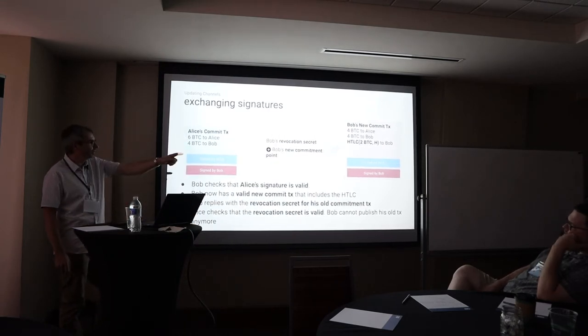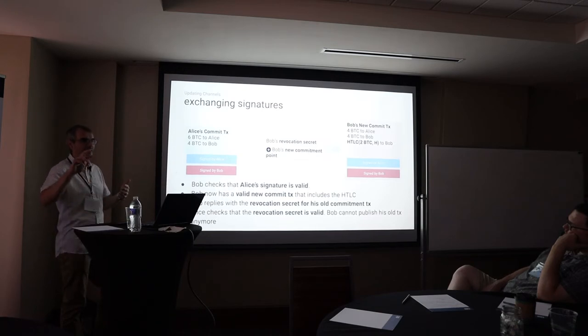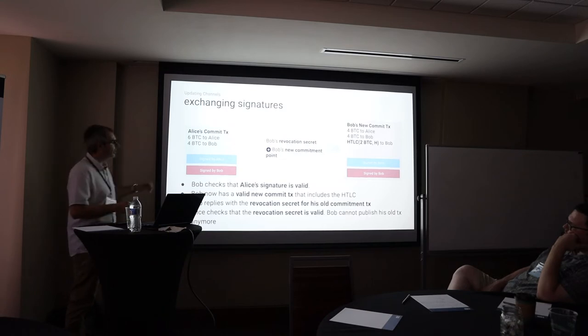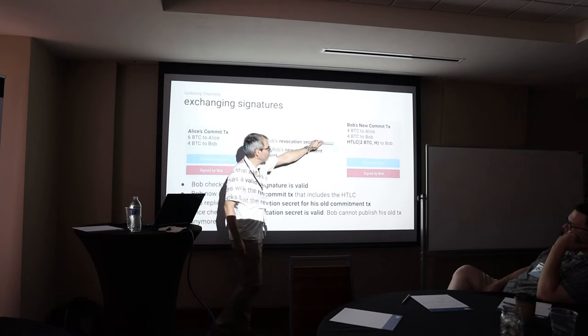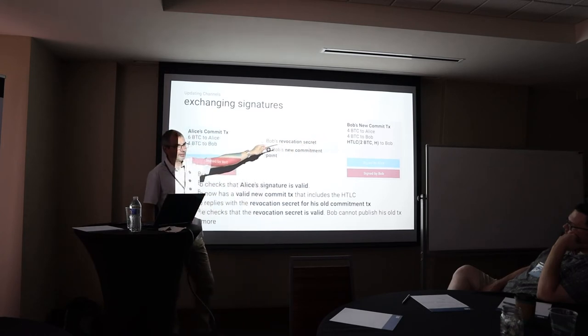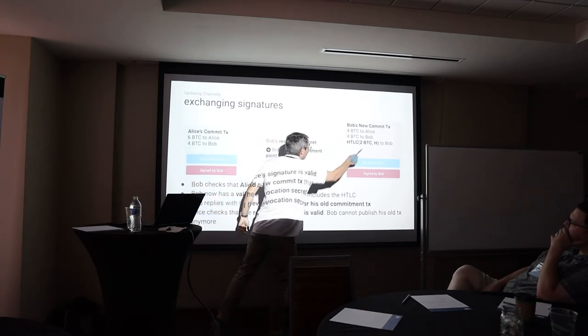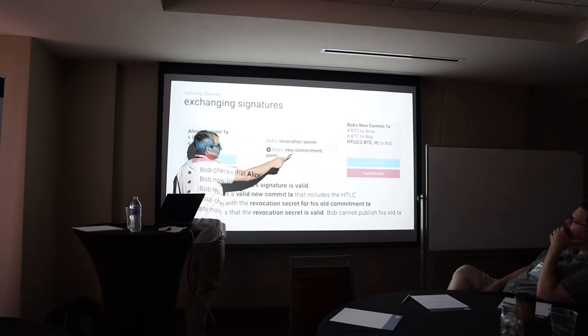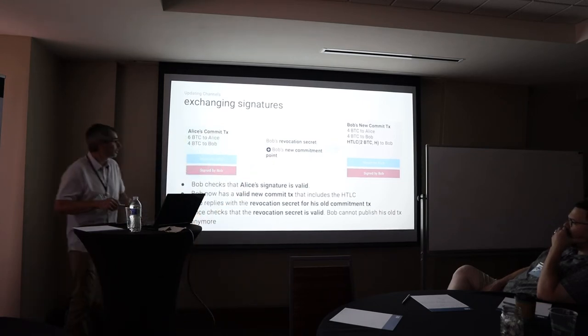Bob will send the revocation secret for his old transaction, and a new point that is used to derive keys for the commitment transaction. They change all the time. So once Bob has done this, he cannot use his old transaction safely. Bob can only publish this. The old one is not safe to use because Bob has given his revocation secrets to Alice.